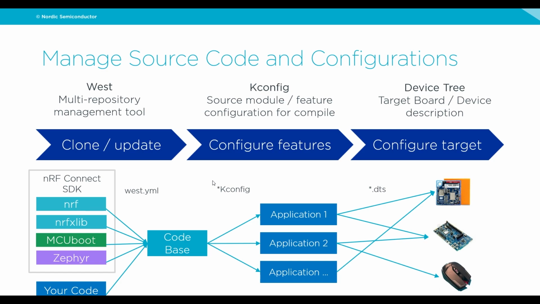And this can be done without changing any of the source code itself, so it can easily be done in a project config file, for example. And then last but not least, you have the device tree, which describes the board target itself. So that's how you configure the target. The device tree files will be slightly different depending on whether you're using a Thingy91, for example, an nRF52 dev kit, or a mouse reference design.